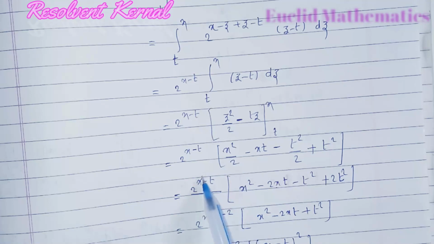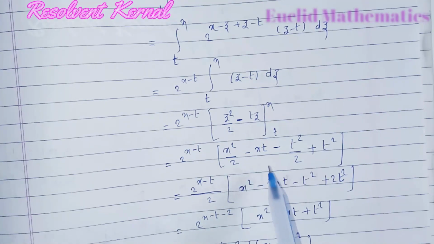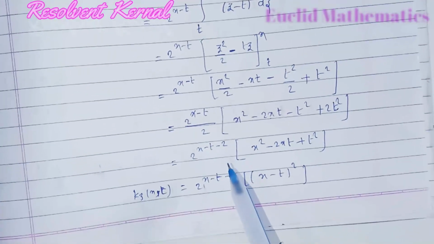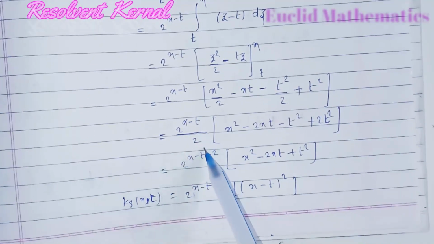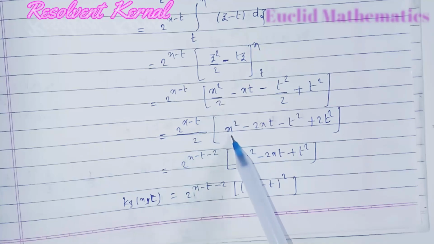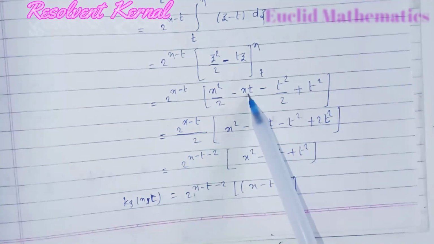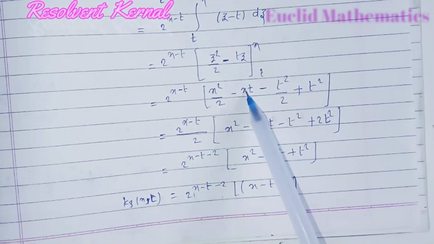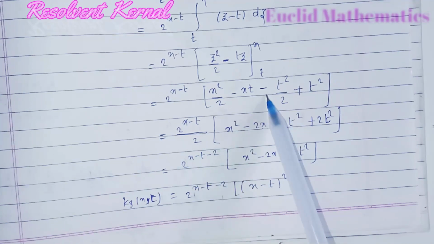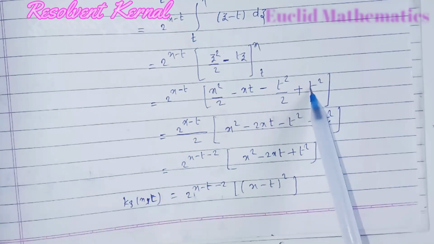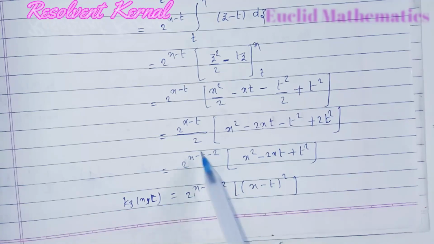After substitution we get 2 raised to x minus t, and taking 2 common from here: x square minus 2xt minus t square plus 2t square. These are easy calculations, I hope you can understand them easily. Now let's move to the further steps. So 2 raised to x minus t upon 2. This is x square by 2, with 2 common it remains x square. Again 2 multiplied, 2 divided by 2, so minus 2xt comes here, minus t square, and 2t square, with 2 taken out.